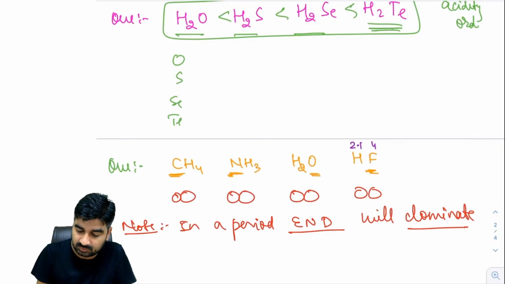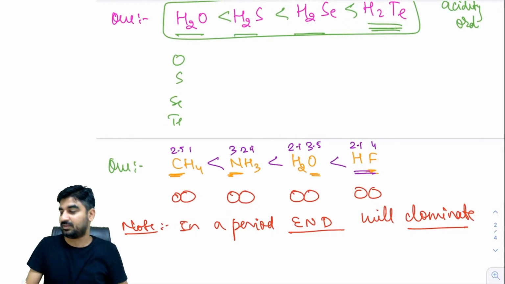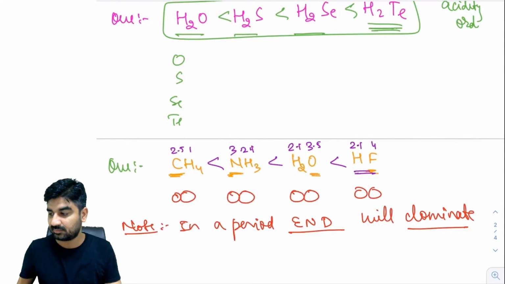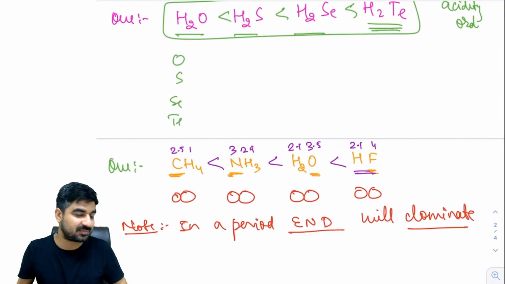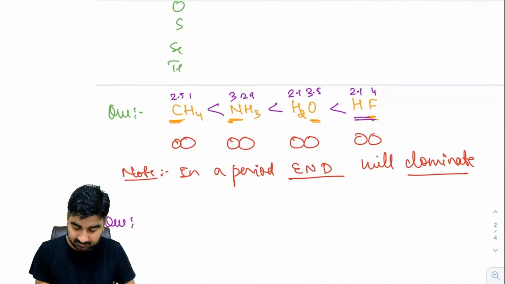Tell me where that difference is maximum. 4, 3.5. It is maximum here. So HF will be most acidic of these. Right? HF will be most acidic. Now you can answer. Let me take one more problem.